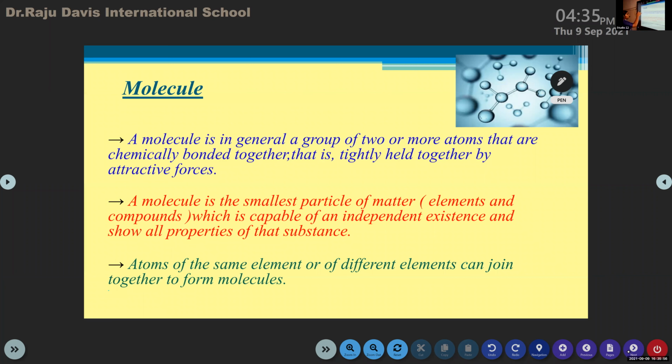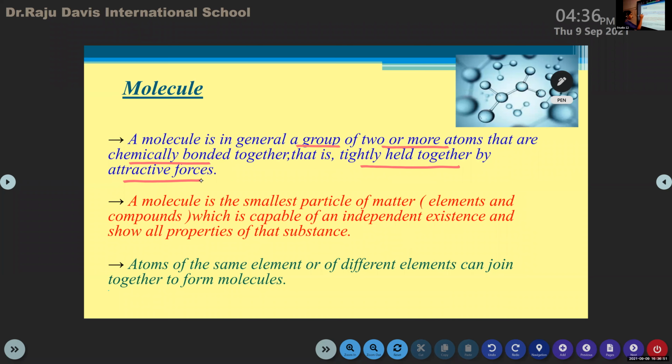Then we are going to learn about molecule. Already mentioned about this molecule. A molecule is in general a group of two or more atoms that are chemically bonded together, that is tightly held together by attractive forces. Here you have to remember this point. When two atoms combine together to form a molecule, always a chemical bond exists between these two atoms. That means they are tightly held together by certain force. It will hold these two atoms together in a molecule.